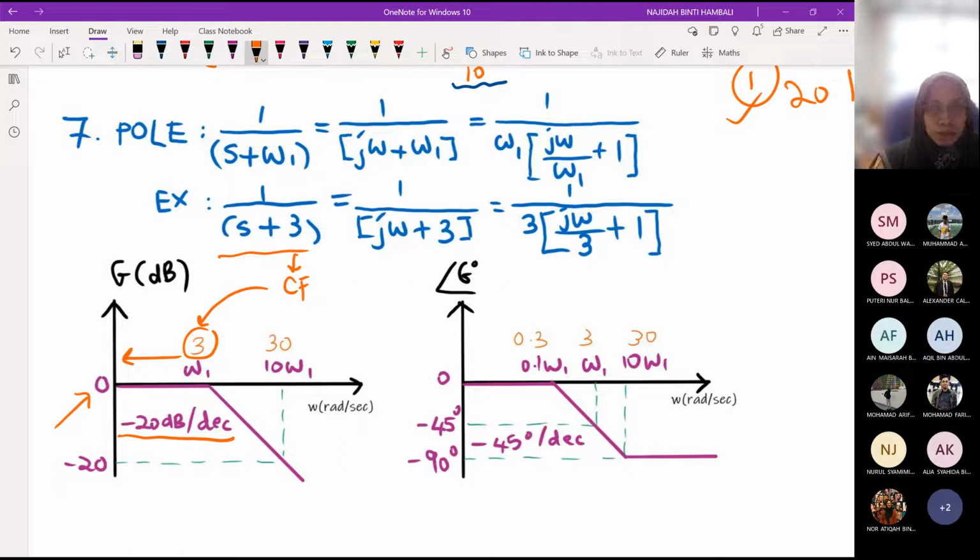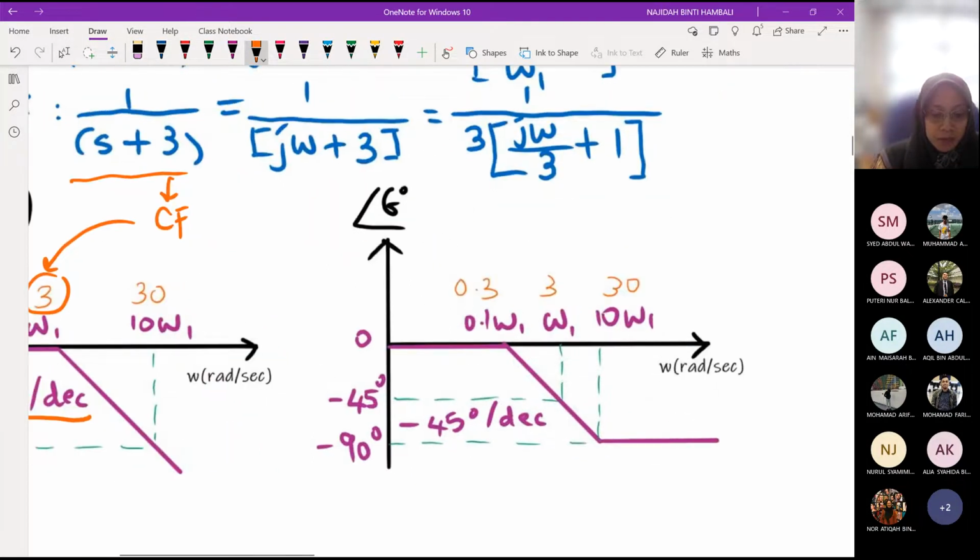Again, next, let's move to our phase. So this is our cutoff frequency. We need to extend 1 decade before. Cutoff frequency divided by 10, we have 0.3. And then we need to extend 1 decade after. Cutoff frequency multiplied by 10, we have 30. Only within this frequency range, you have non-zero slope.